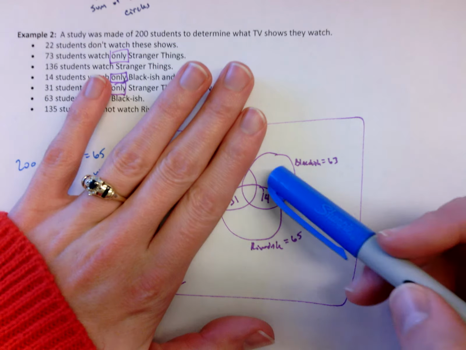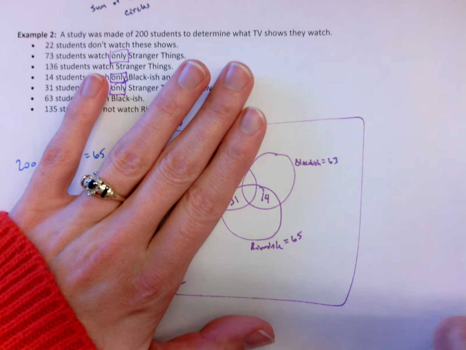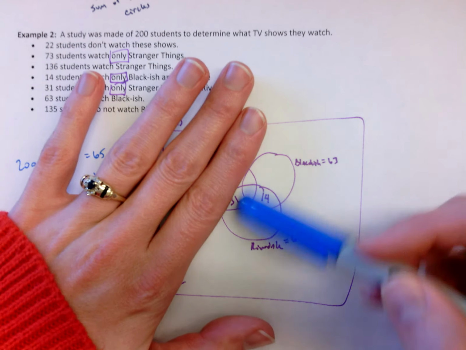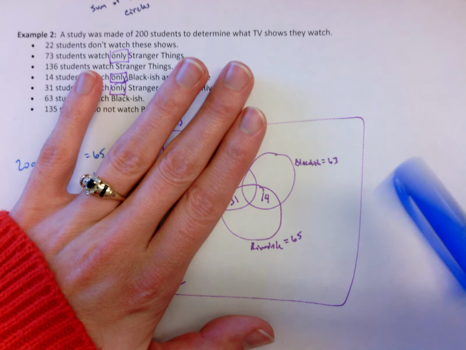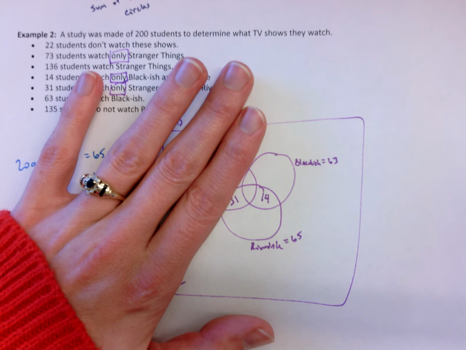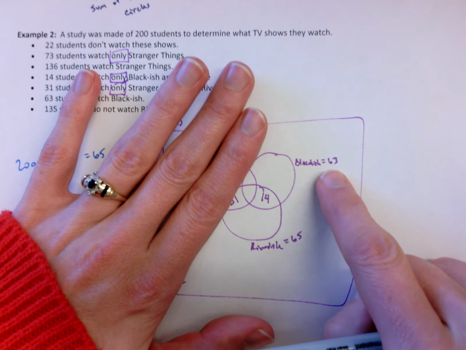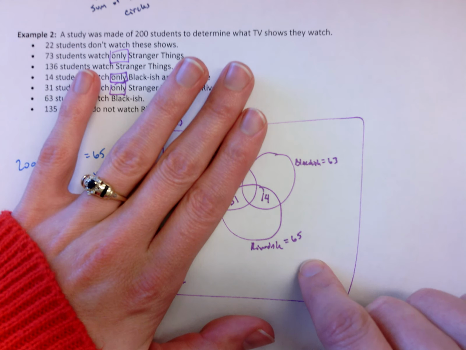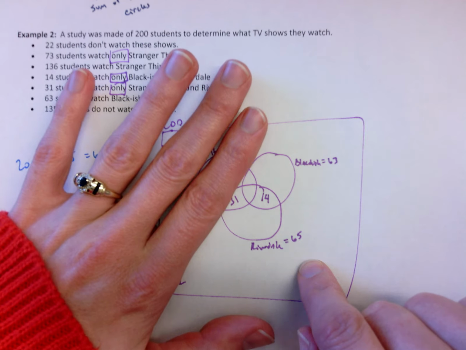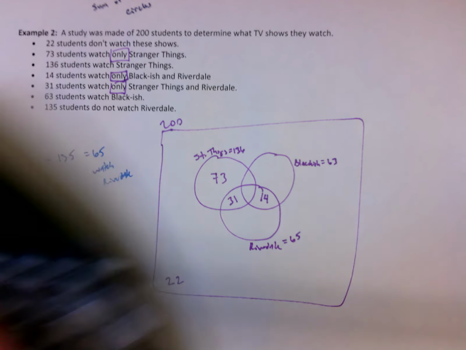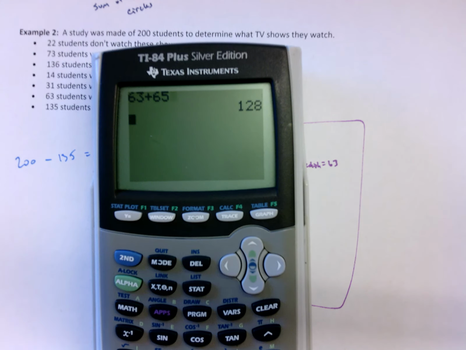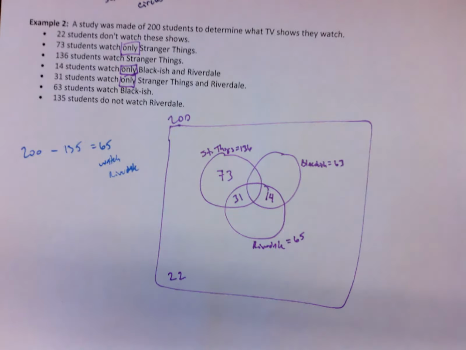Right? And I'm just going to focus on these two circles. I'm not even so much worried about the fact that there's little partitions within these circles just now. I'm just focusing on these two circles, okay? So together, between Blackish and Riverdale, I'm going to add 63 plus 65 just to figure out how many people are there total, okay? So 63 plus 65 is 128 people.